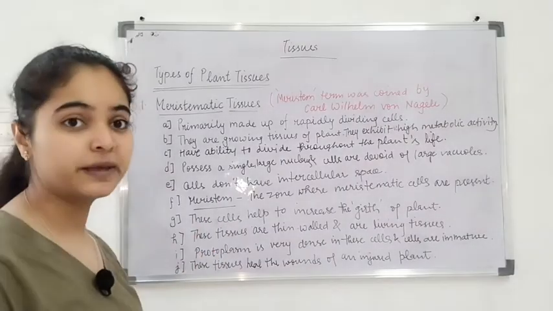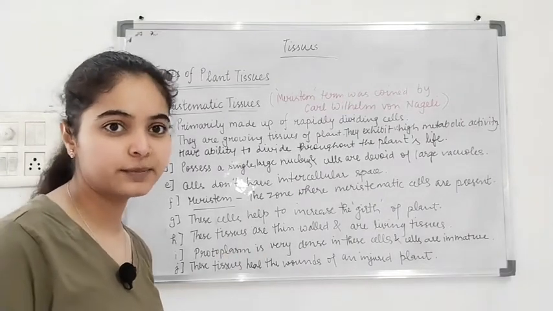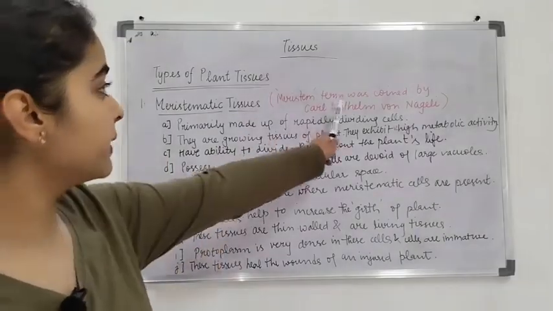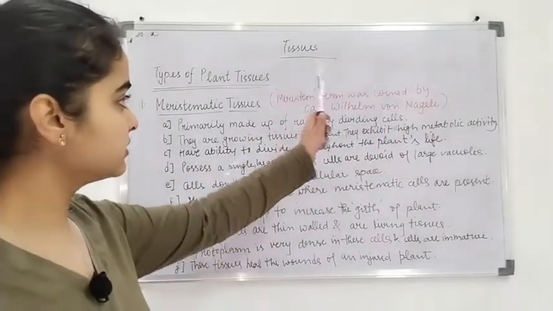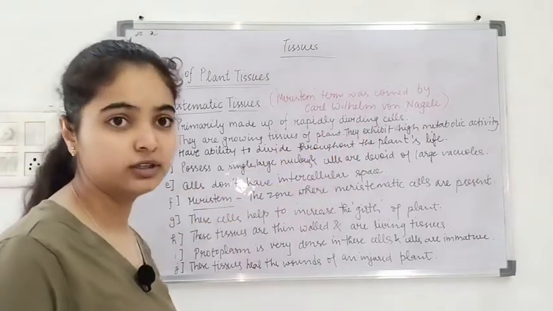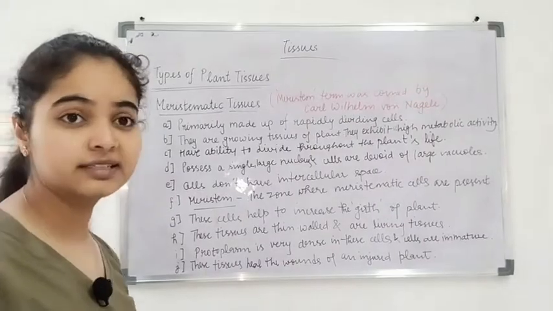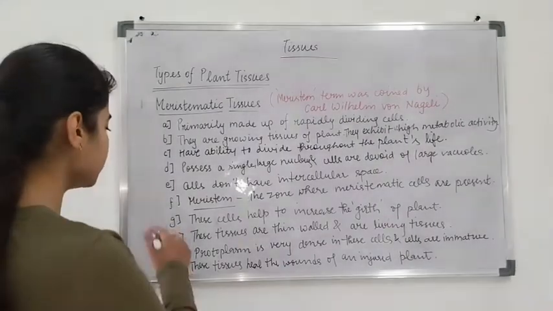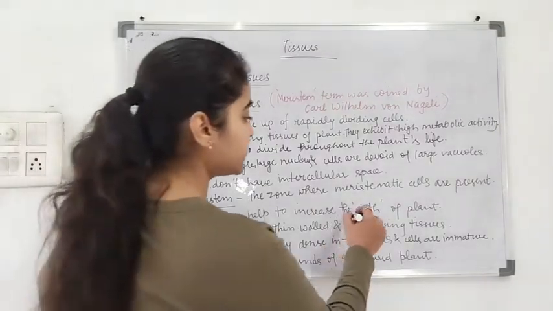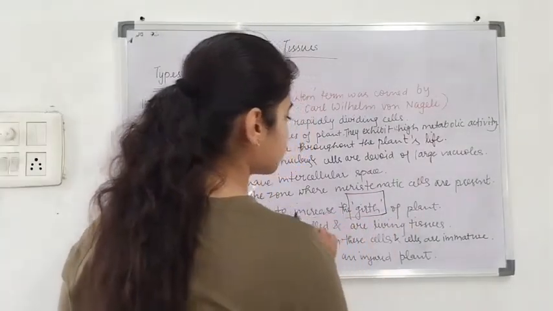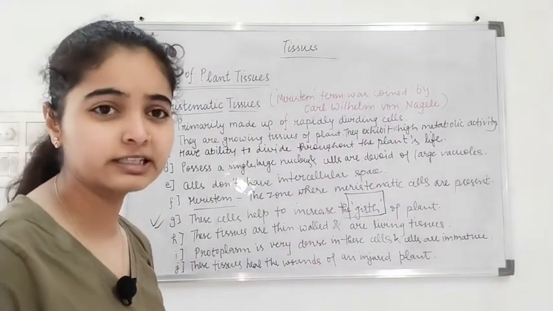This word meristem. Meristem is the zone where these meristematic cells are present, and this term was coined by Carl Wilhelm von Nageli. These cells help to increase the girth of a plant. This is a very important point. Which cells increase the girth of a plant? Meristematic cells. Girth is like the width, like in humans it is waist.